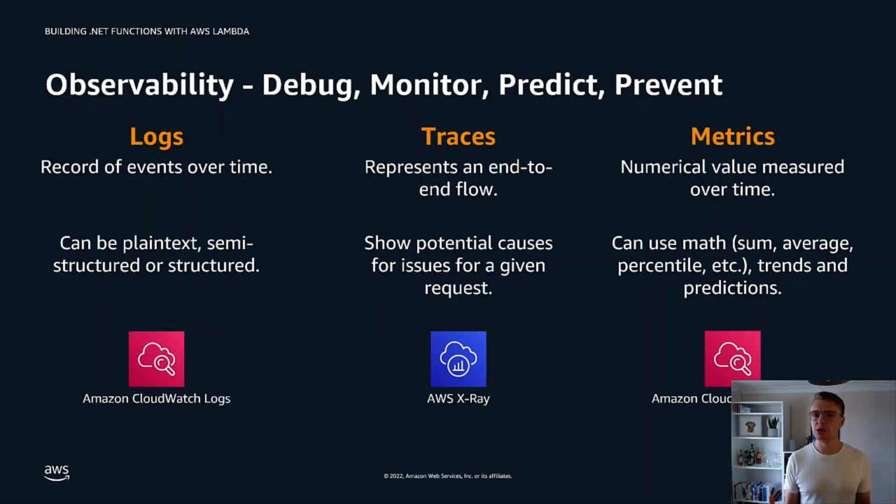The first is around logs. Ensure that you use a structured logging format. Anything you write to the console in Lambda will be forwarded straight to CloudWatch logs. But if you use a structured log format, if you create your logs in JSON, for example, you can then query your logs across all of your functions.